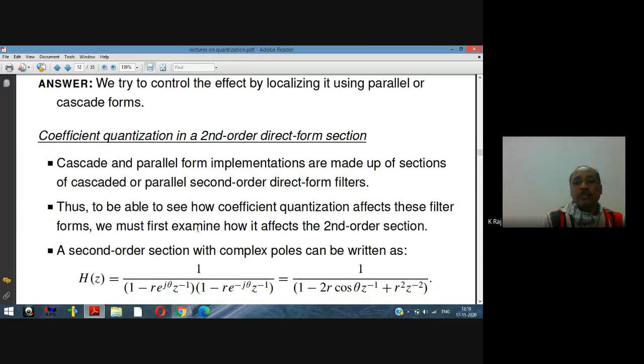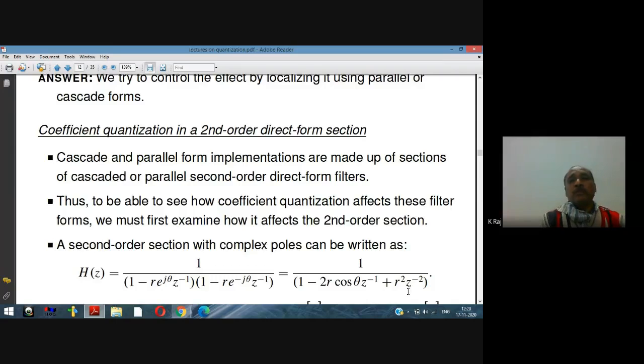Now, if we consider any second order section, say S(z) is given by 1 minus r e to the power j theta z to the power minus 1. That is the first section. Similarly, the second one will be 1 minus r e to the power minus j theta z to the power minus 1, having the complex poles. And now this may be represented as 1 minus 2 r cos theta z to the power minus 1 plus r square z to the power minus 2.